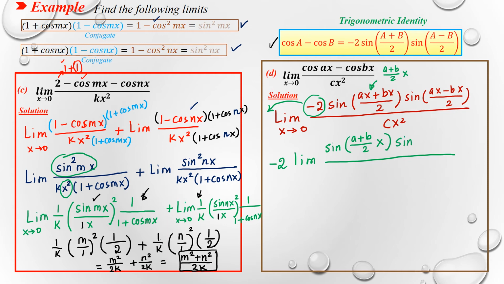For the second one also, you can take x as greatest common factor, and you will get a minus b over 2 multiplied by x. So we have a minus b divided by 2 multiplied by x, divided by cx squared. Now what about c? C is a constant, so you can put it out of the limit when x goes to 0.